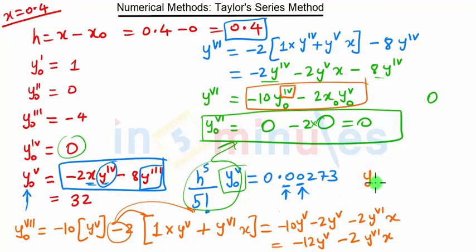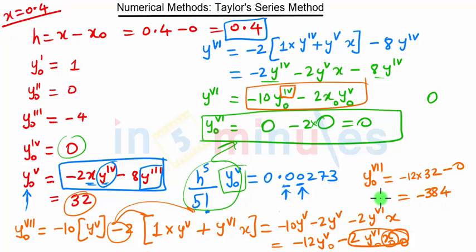Now we will find y0 of 7th derivative, so we will put all the terms with suffix 0. So we have y0 of 5th derivative is 32, so 32 into minus 12. So we have minus 12 into 32, and here we have x0, so x0 is 0, so this term will become 0, so minus 0. So we have this term which is minus 384. So we have y0 of 7th derivative.